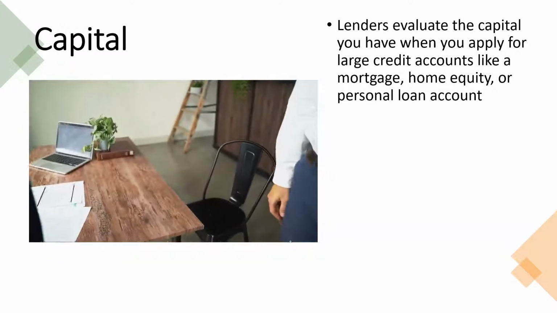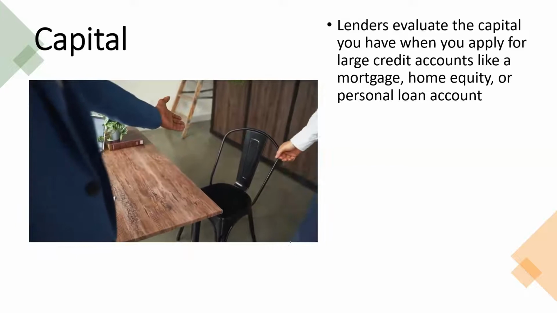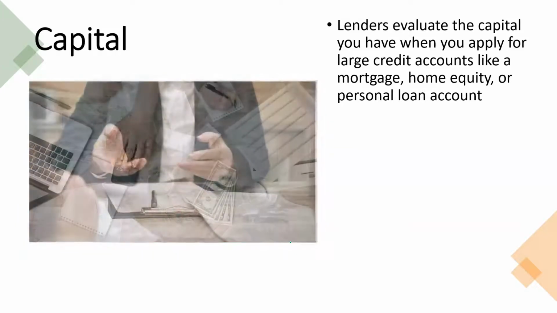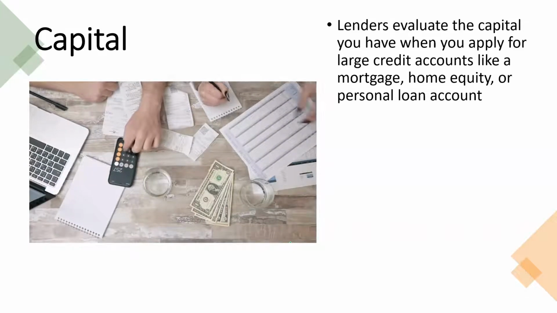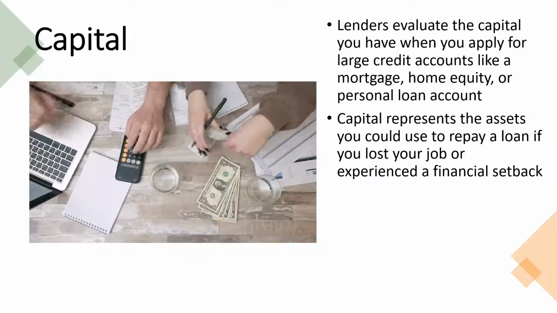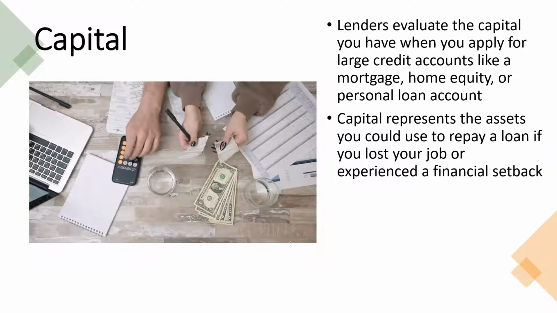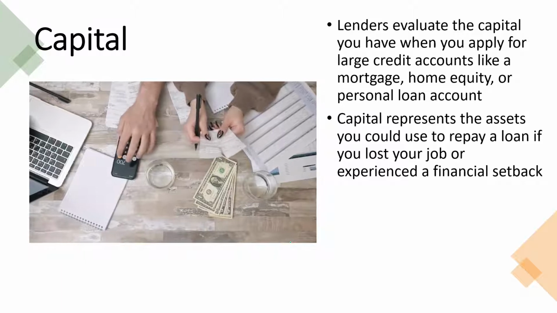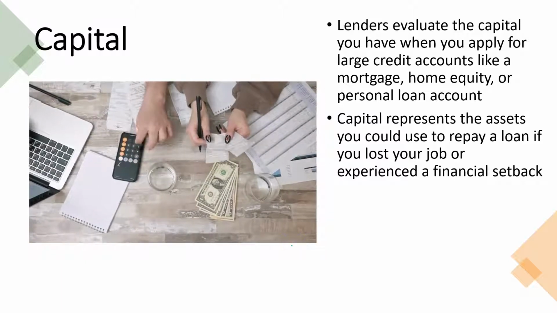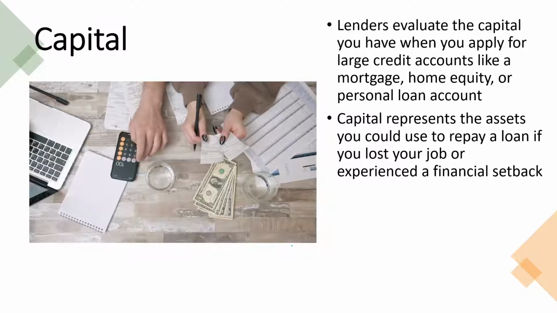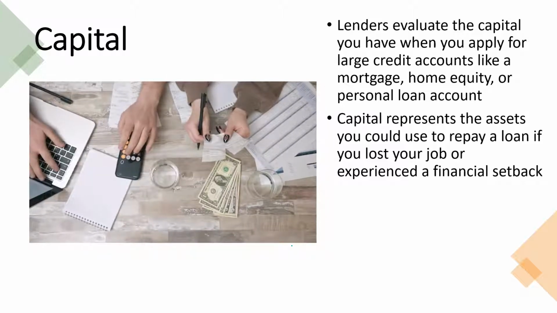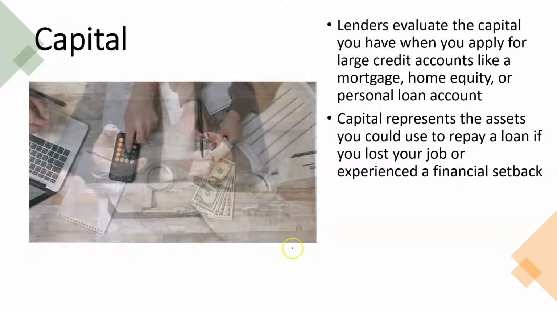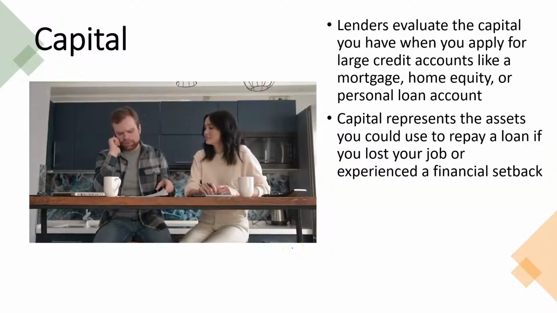Lenders evaluate the capital you have when you apply for large credit accounts like a mortgage, home equity, or personal loan account. So they're going to be reviewing the capital as one of the 5 C's, as one of the lending conditions. Typically, capital represents the assets you could use to repay a loan if you lost your job or experienced a financial setback. Clearly, on the lender side of things, they want to give you a loan because they want to be earning the interest on it. That's how the institutions will be generating revenue.